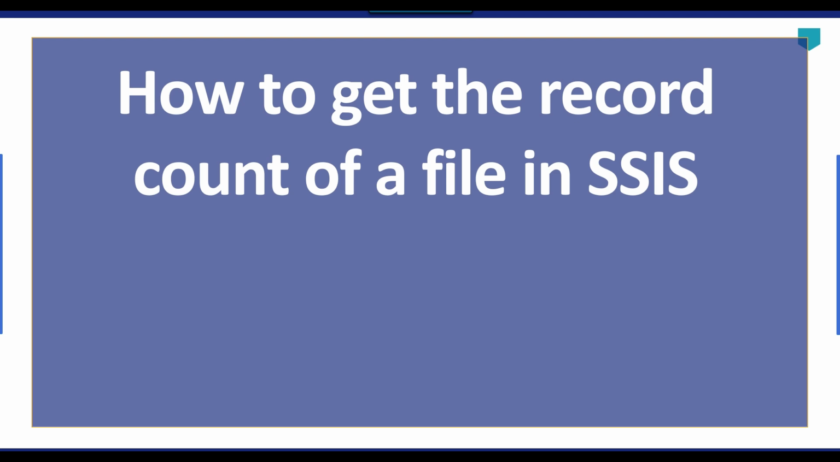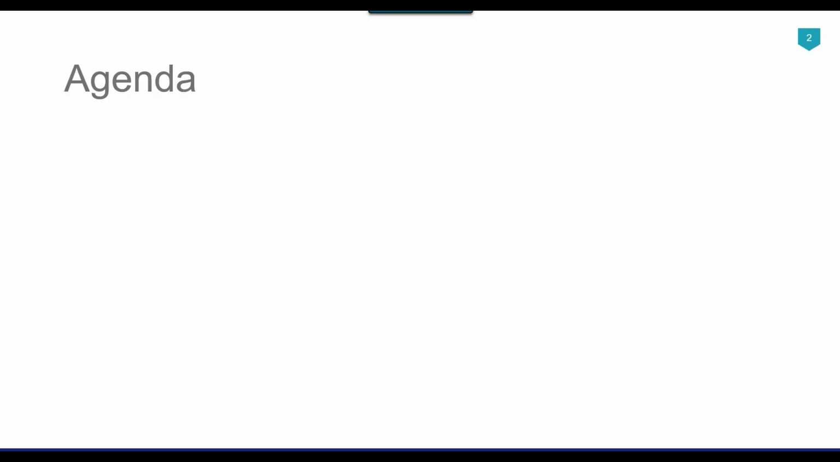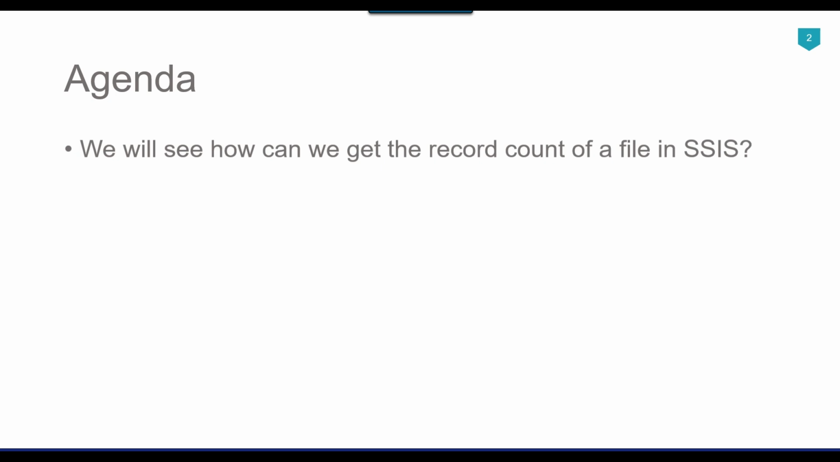in this particular video tutorial I will show you how to get the record count from a file in SSIS and then decide the next step, like either we need to proceed with one step or we need to proceed with another step. So the agenda of today's video tutorial is that there is a CSV file, so we will try to get the record count of the CSV file, and according to the record count of the file we will decide our next step. So without wasting further time, let's jump to the demo.